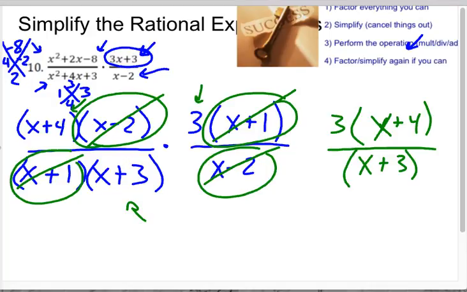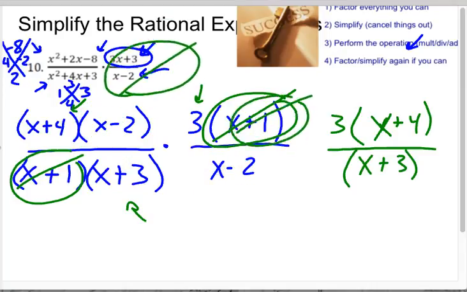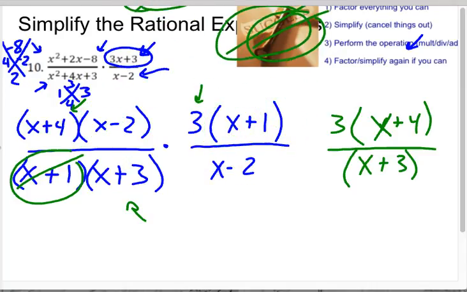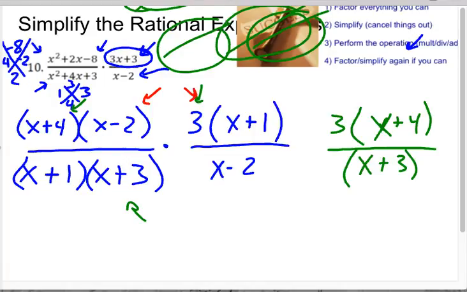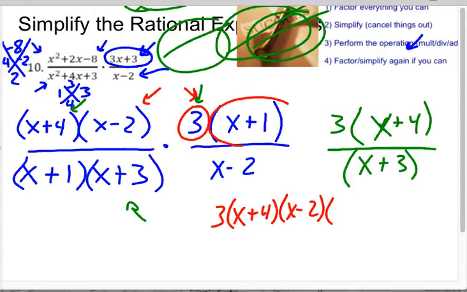Now, we could have, let's see if I can get rid of some of this green. You could have multiplied this across right away. Multiplying this numerator times this numerator. You're just going to end up with, we'll put this first, just the single term 3 first, times x plus 4, times x minus 2, times this x plus 1 right here.